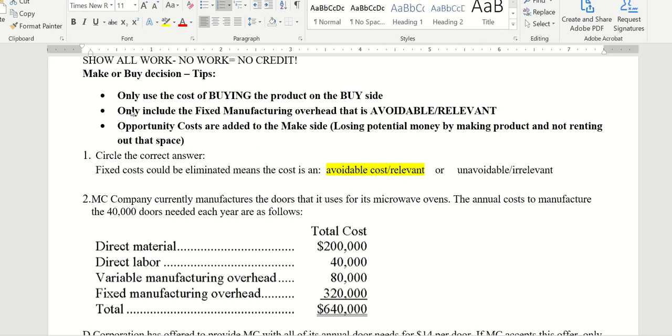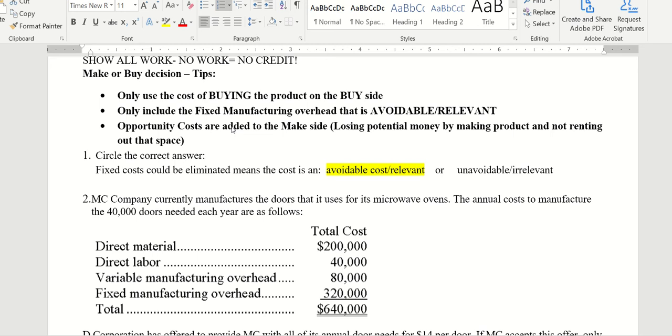And only include the fixed manufacturing overhead that is avoidable or relevant. All of the unavoidable or irrelevant fixed manufacturing overhead, we're going to eliminate from the equation. Just take that out. And then opportunity costs are added to the make side. So you're losing potential money by making the product and not renting out that space.